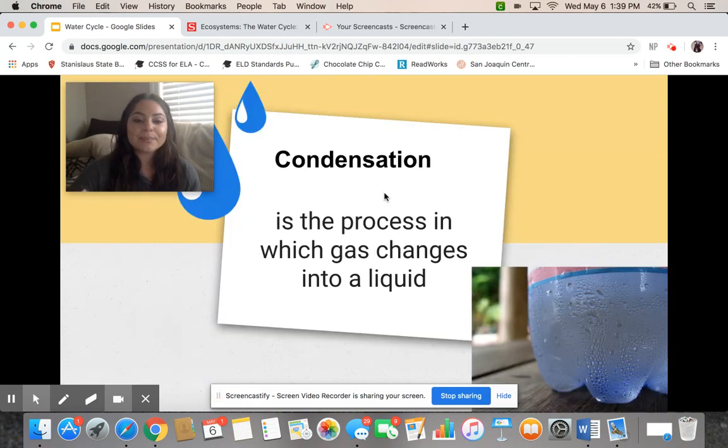Condensation is the process in which gas changes into a liquid. So this is my little diagram. It just shows those little water droplets right there. Something that we could refer to and have some knowledge about is the little droplets of water that we see on our water bottles. So when our water bottles sweat, that is actually condensation.